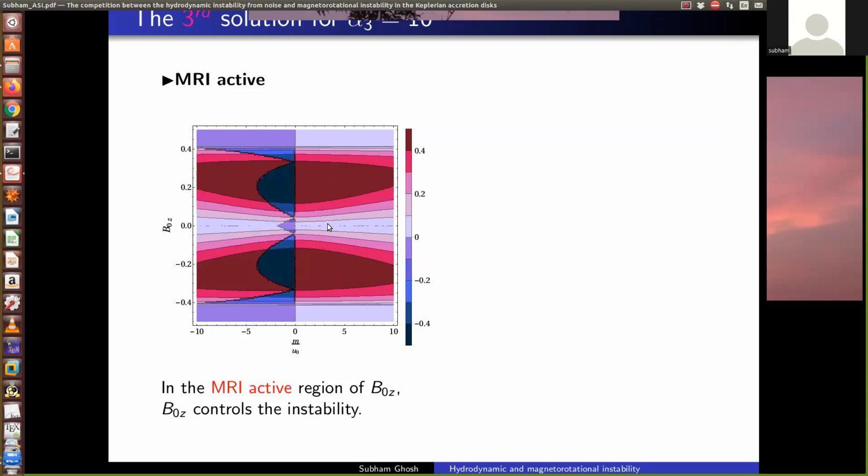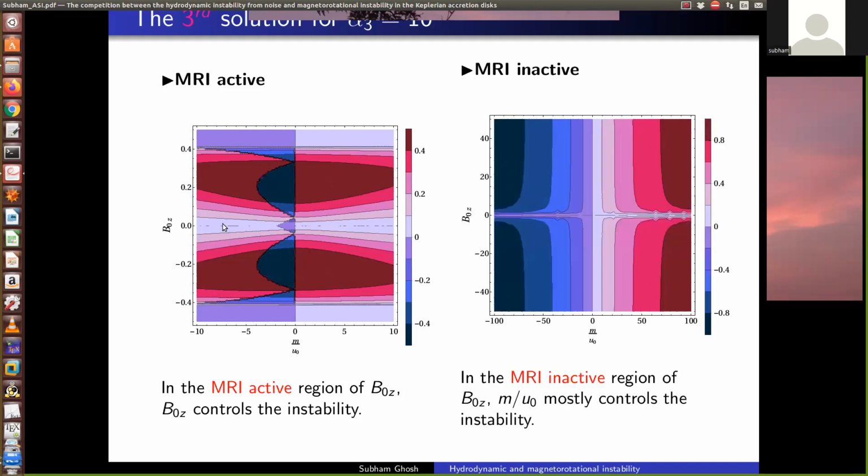What we see is the following: for a particular m by u naught, as we go along the direction in which the magnetic field increases, the growth rate increases, reaches a maximum, and then decreases again. I would like to draw your attention to the fact that the magnetic field range here, the MRI active regime, is from minus 0.5 to plus 0.5. In the MRI active regime, if there is noise and there is magnetic field, then the instability is almost controlled by the magnetic field itself.